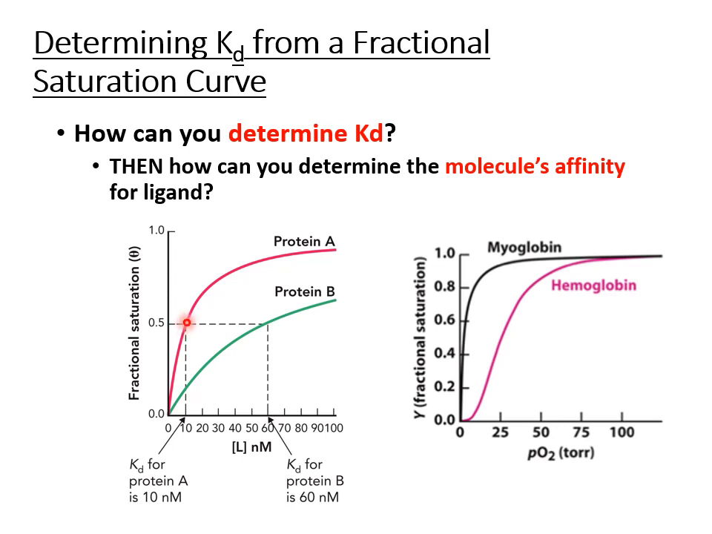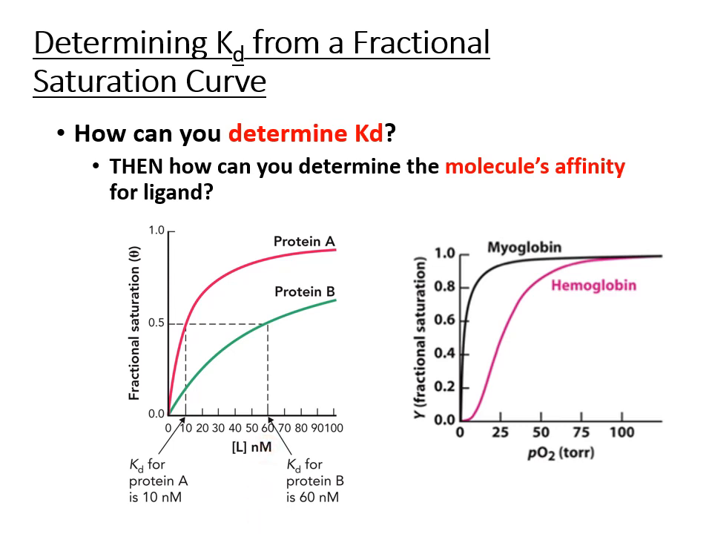at that 0.5 fractional saturation is on your curve. So notice here for protein A, when you go to the fractional saturation of 0.5, and then you look down over here, the ligand concentration is 10. So you notice that is the KD for protein A. For protein B, when you go to 0.5 saturation, you go all the way until you hit protein B's curve, and you look at what ligand concentration that is, and it's 60.